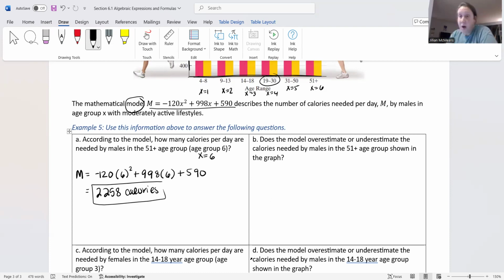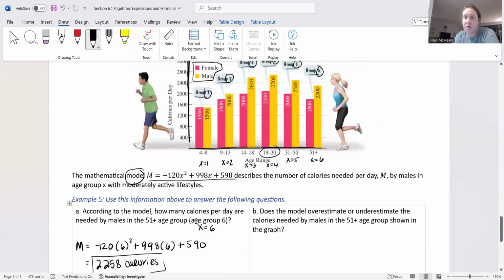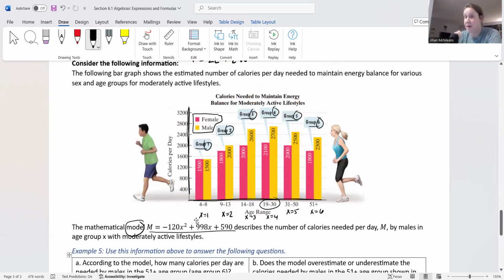Now, part B says, does the model, the formula that we just did, overestimate or underestimate the calories needed by males in the 51 plus age group shown in the graph? So let's go to the 51 plus age group. Remember, we're talking about males, which are going to be in the yellow bar. And we're looking at age group 6, which is right here. That was 51 plus. And according to the graph, males need 2,300 calories.